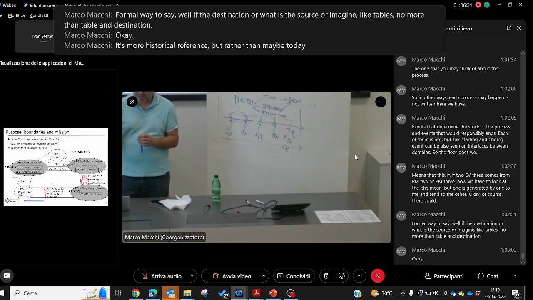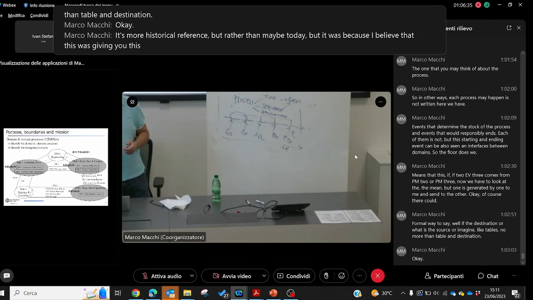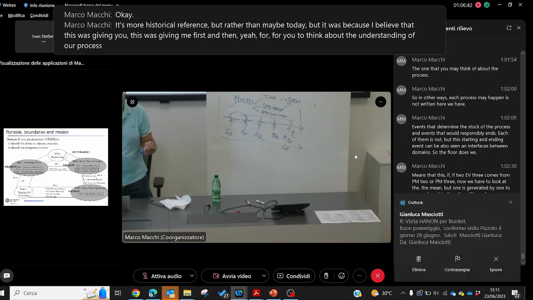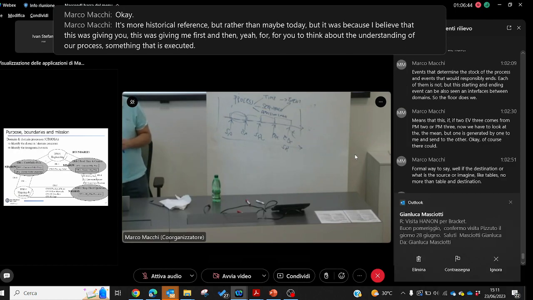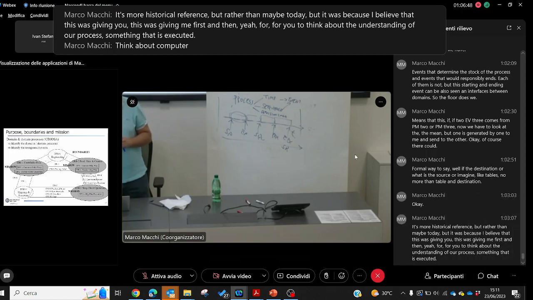But I believe this was giving me first, and then is helpful for you, to think about the understanding of a process as something that is executed through events. Think about computer integrated manufacturing. Think about computer systems. Okay?